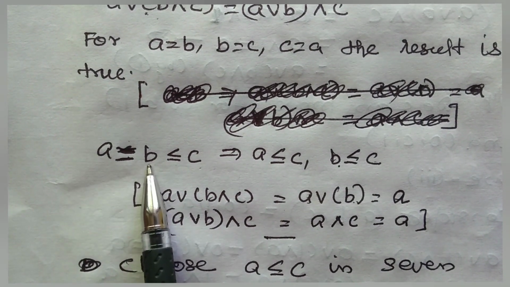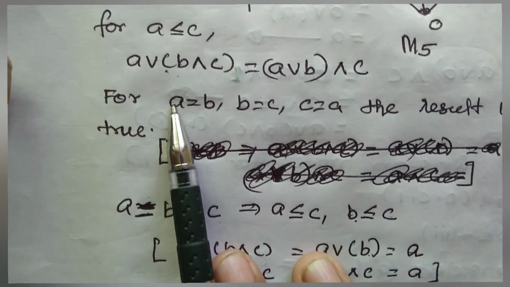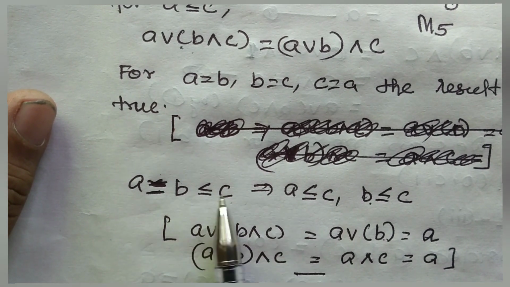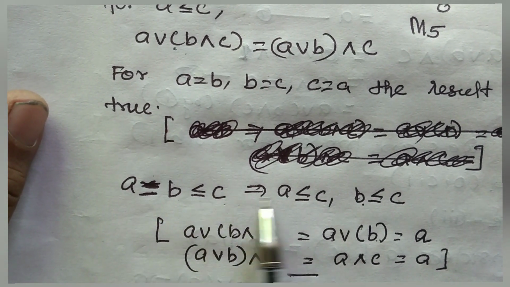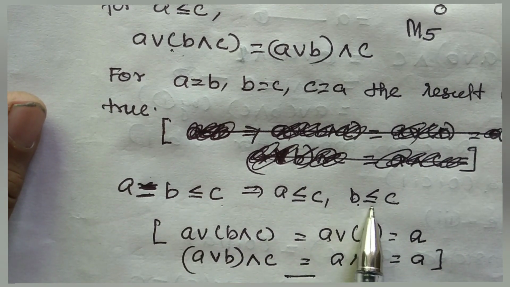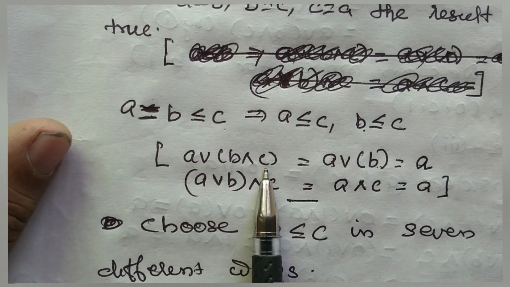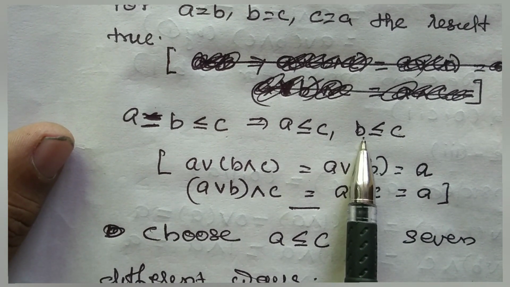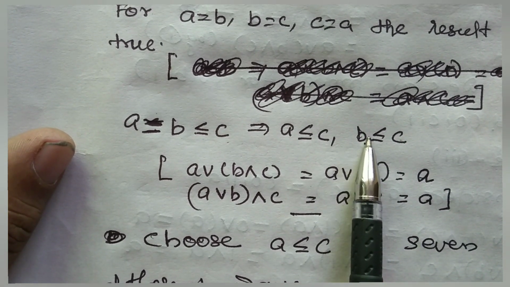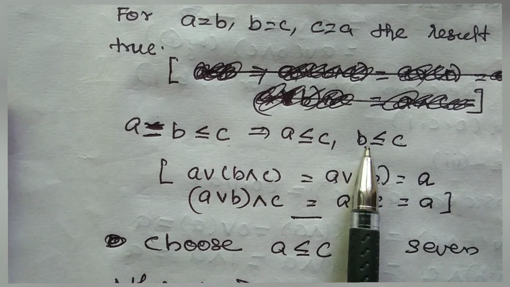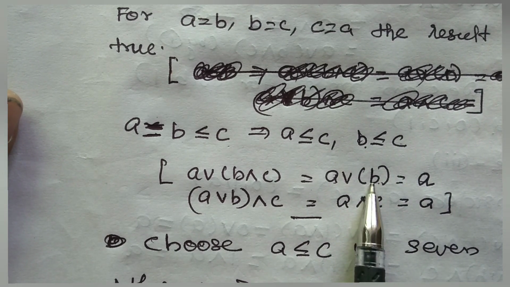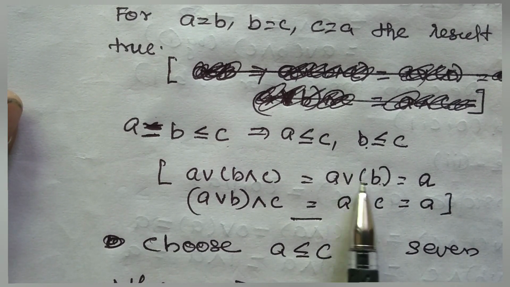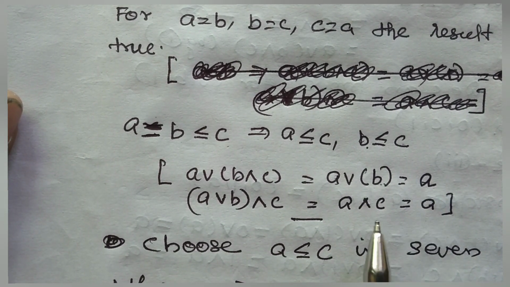Suppose you take A equal to B. Our condition is A less than or equal to C. So A equal to B is less than or equal to C. That means A is less than or equal to C and B is less than or equal to C. Substitute in this equation, B and C. B is less than or equal to C means B is the least value. Therefore AND means least value, so B and C is equal to B. So A or B, but A equals B, so by the idempotent law, A or A is equal to A only.